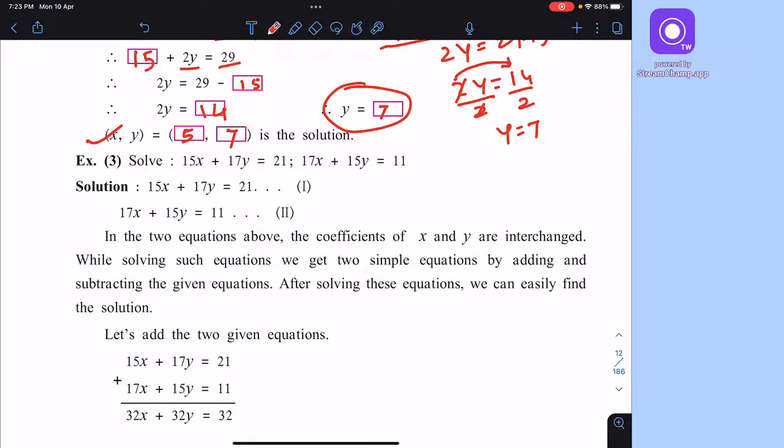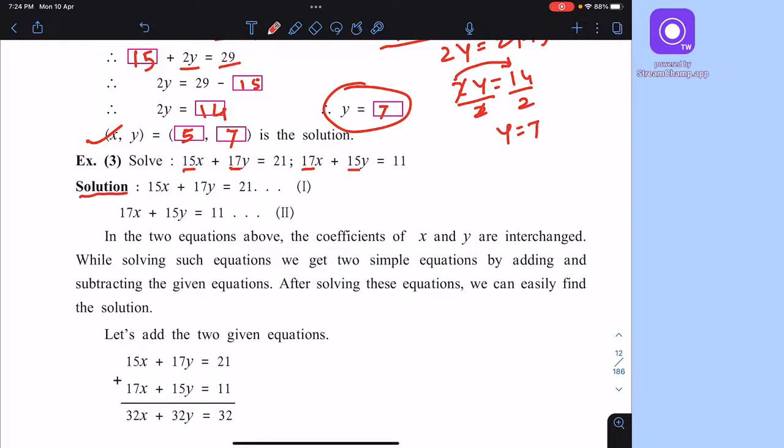15x plus 17y is 21, and 17x plus 15y is equal to 11. Now you will find that the coefficient of x here is obtained as a coefficient of y here, and coefficient of y here is shown as coefficient of x here. So this type of equations can be solved by previous methods also, but there is an advantage to solve this by some other method.